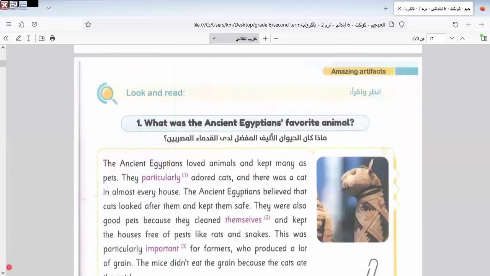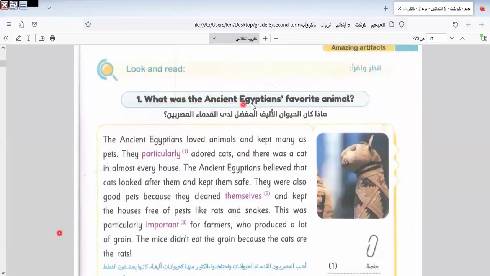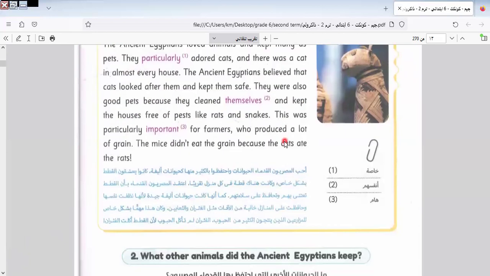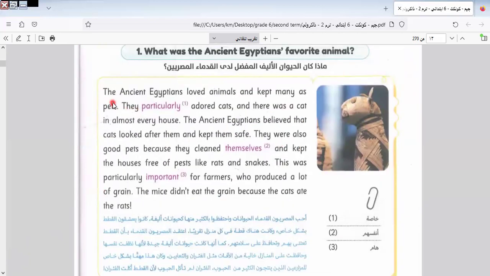Okay, let's go to another topic here. What was the ancient Egyptians' favorite animal? Let's find out more from this text. The ancient Egyptians loved animals and kept many as pets. They particularly adored cats, and there was a cat in almost every house. The ancient Egyptians believed that cats looked after them and kept them safe. They were also good pets because they cleaned themselves and kept the houses free of pests.